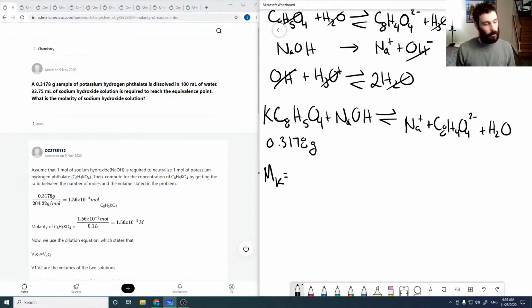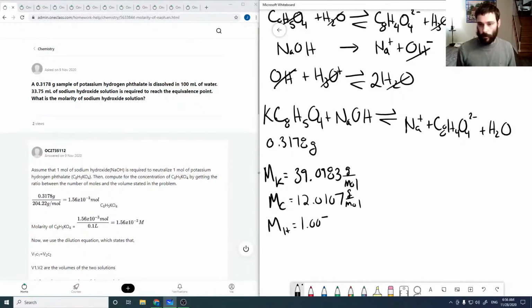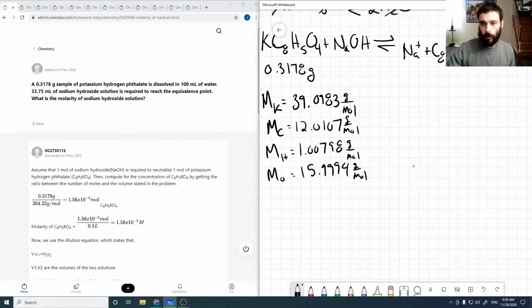So the mass of potassium is 39.0983. The mass of carbon is 12.0107. The mass of hydrogen is 1.00798. And the mass of oxygen is 15.9994. All right, and I don't think we need the molar mass for NaOH, but if we do, we'll calculate it.